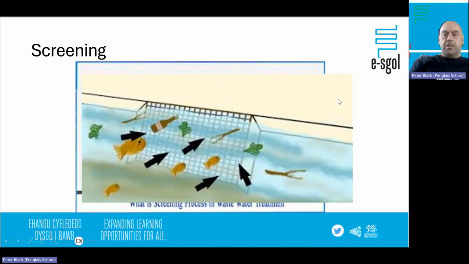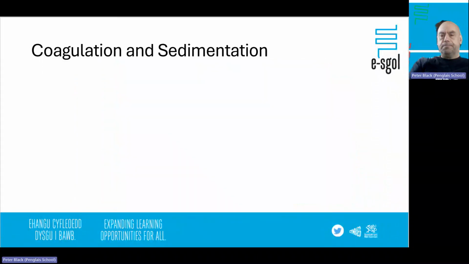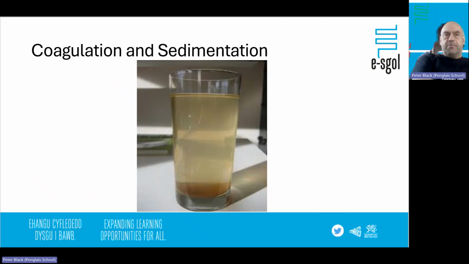So, your litter, your objects like sticks and leaves, okay? We'll also stop large creatures from getting through into the treatment process. Okay, and then once you've screened the water, it's still going to have the smaller particles in, because you're not going to screen these out, they'll get through the grating. And obviously your water won't be very palatable, you won't want to drink that.